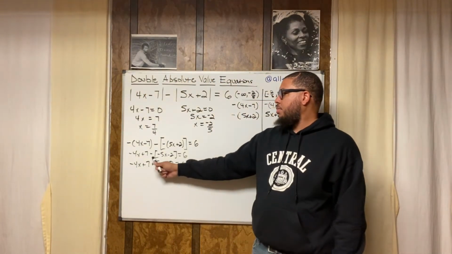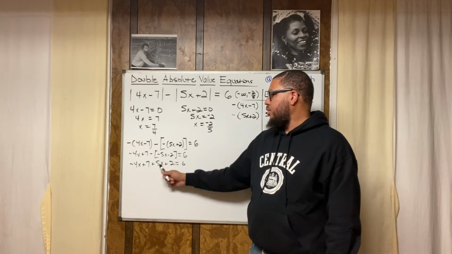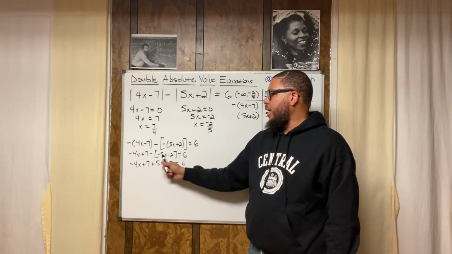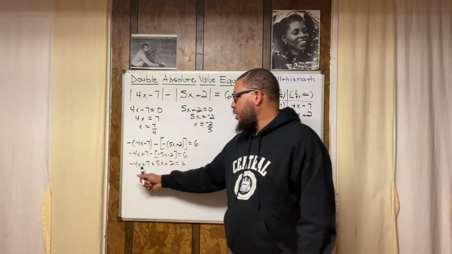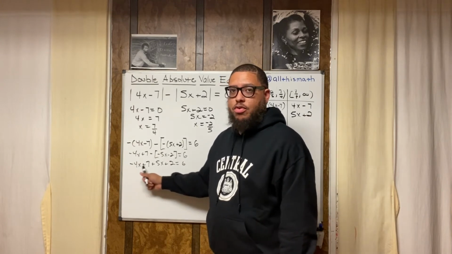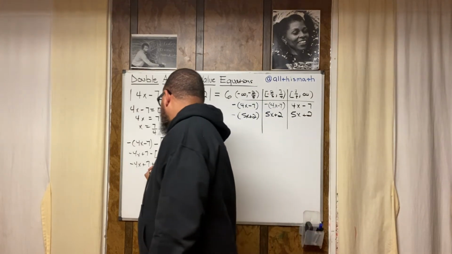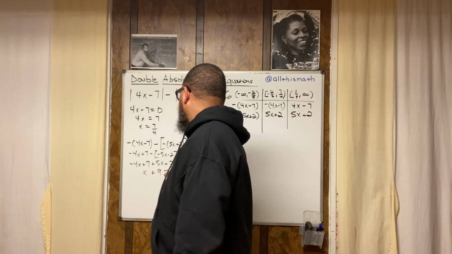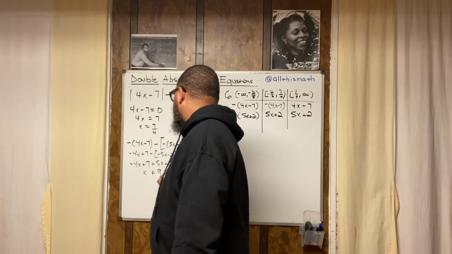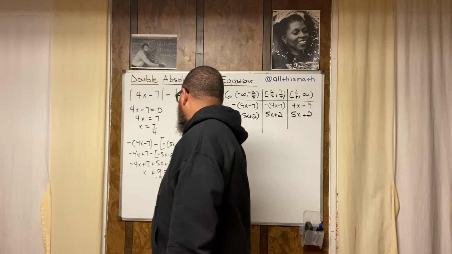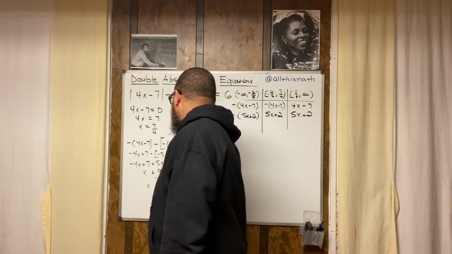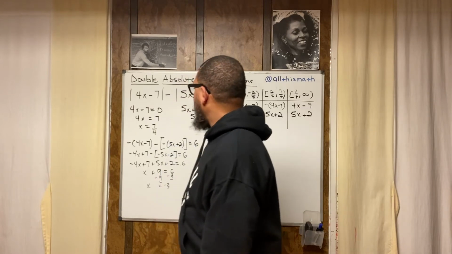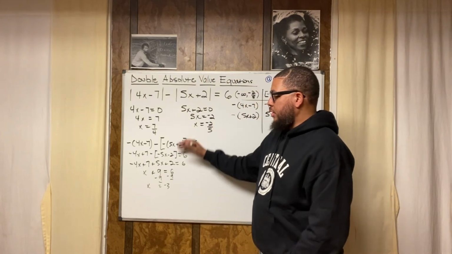All right, so look, plus 5x plus 2. Plus 5x and plus 2, double negative again. Then we combine like terms. What's negative 4x plus 5x? That's just x. And what's 7 plus 2? That's 9. Equals 6. Subtract 9 on both sides. Minus 9, x equals negative 3. All right, now, that's our solution to this equation.